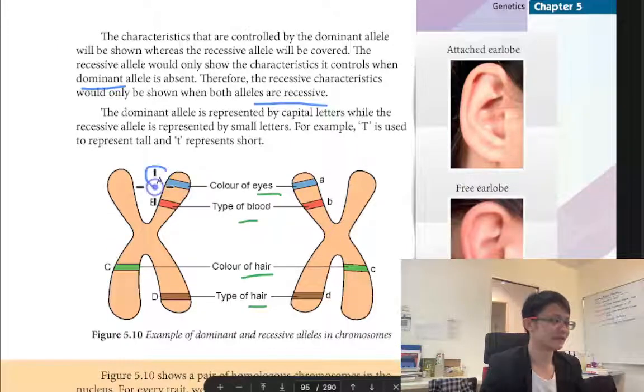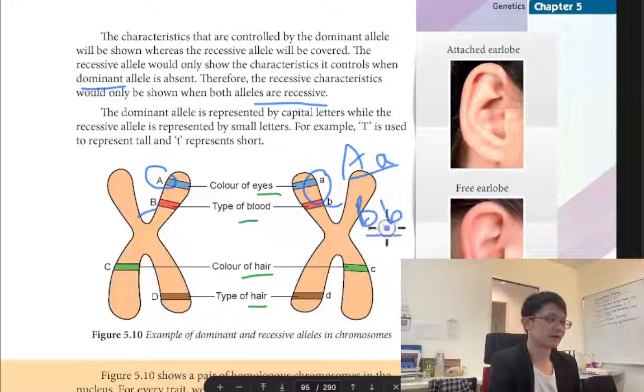So you can see this one A and A. So you will have big A and small a. Okay, allele. We have the B and B. So we have big B and small b. We have big C and small c. So usually people don't do this lah.